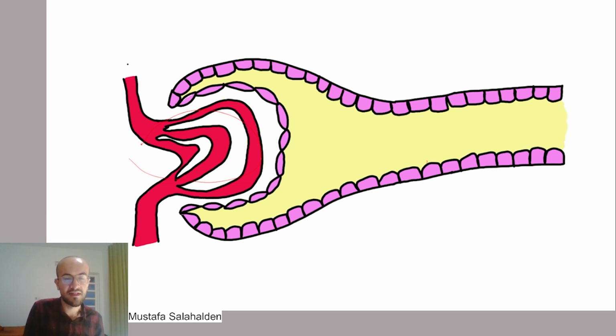So we have blood going through the afferent arteriole. This would bring the blood into the glomerulus, which is this part right here, and then out through the efferent arteriole, which is right here. When the blood goes into the glomerulus, it undergoes the filtration process through the glomerular basement membrane. So the blood will go through this, and not all of the blood components will go through.